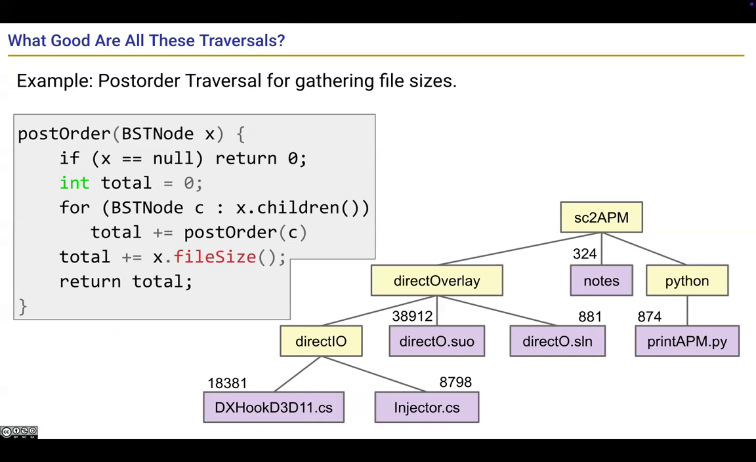This and this and this. Got it. And then I come back over here. This is alone. But to get this full size up here, I have to add this and this. This comes up to this, and I get the whole thing. Okay? So that would be a use of post-order traversal, working from the bottom up, adding up our file sizes.